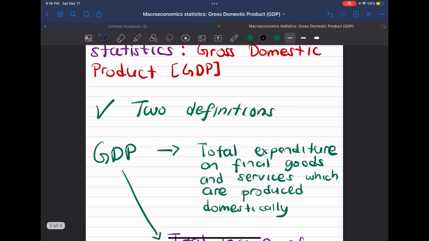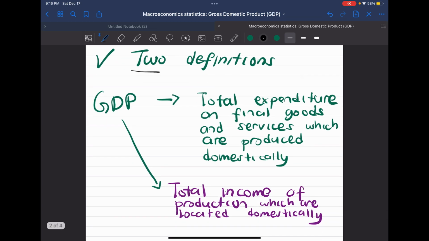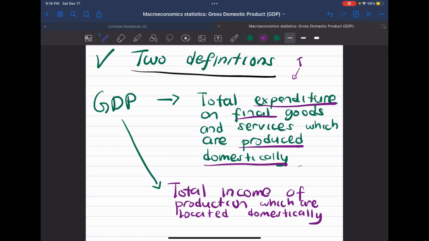So, first, the gross domestic product, otherwise known as GDP, has two definitions, right? But the two definitions have exactly the same meaning, only seen from a different angle. First definition says this: the GDP is the total expenditure on final goods and services which are produced domestically, right? So this is what we call the expenditure approach. So GDP measures the total expenditure, highlight that, on final goods and services.